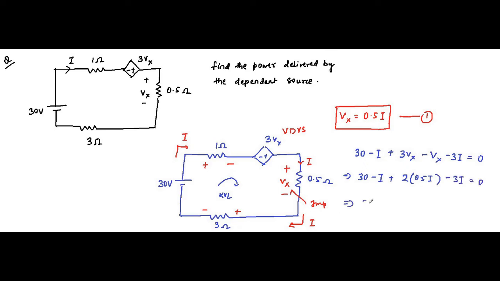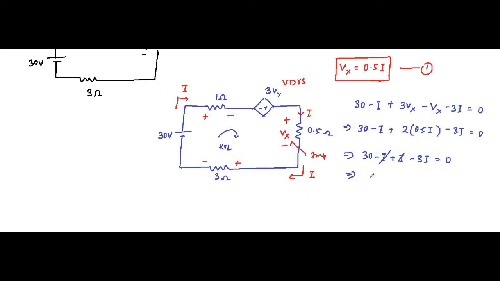That implies 30 minus I plus I minus 3I is equal to 0. Minus I plus I gets cancelled. So we have the equation 30 minus 3I is equal to 0. That implies I is equal to 10 ampere. So we have got the circuit current.